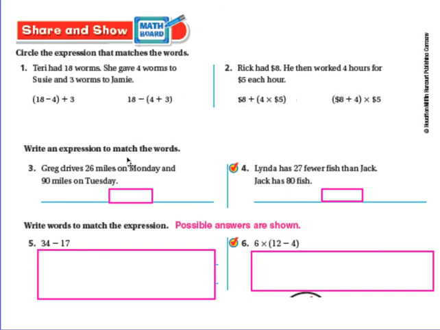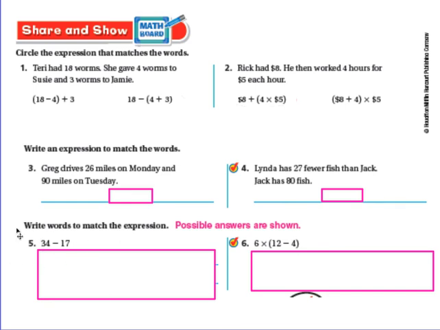Write an expression to match the words. So this time it's your turn. I would like your partner to do this one and you to do this one. So pick between the two of you. Now let's write an expression. These take longer, not harder. You just have to put words to this. This one's pretty easy. I think you guys can do this.